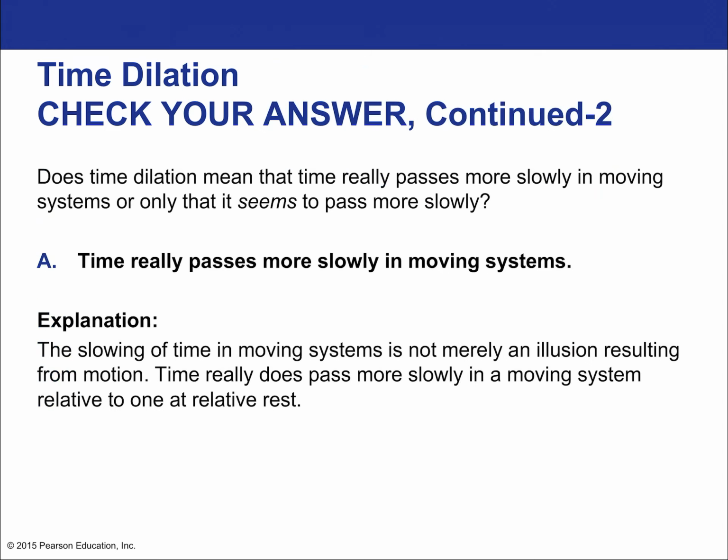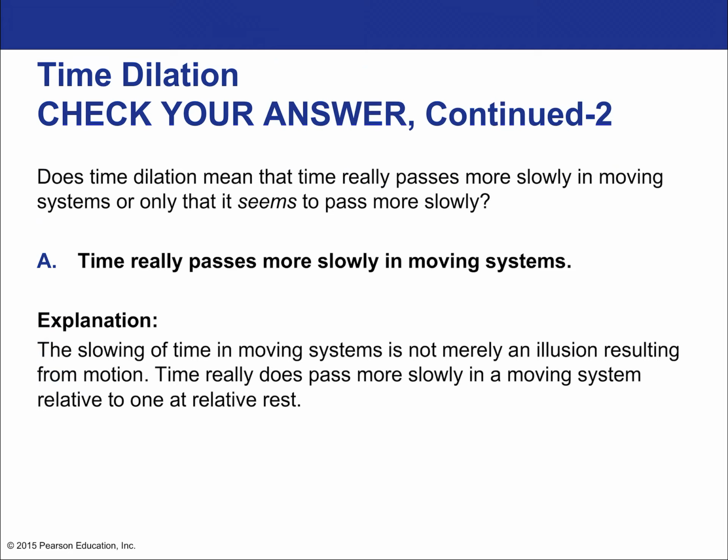So you can guess, the answer is it really passes more slowly, right? It's not just a perception, it's not just a trick of observation. It really is, because time is relative, it is not absolute. In order for the speed of light to be absolute, time must not be. And that's what we see, that's the universe we live in.